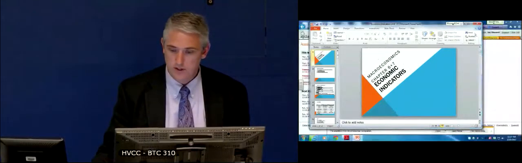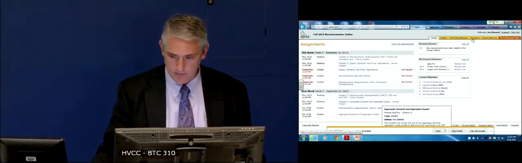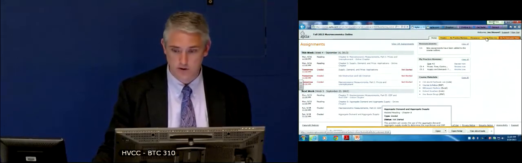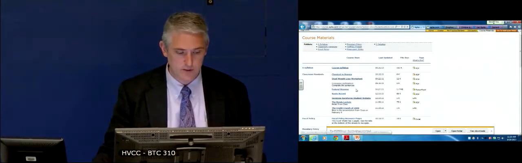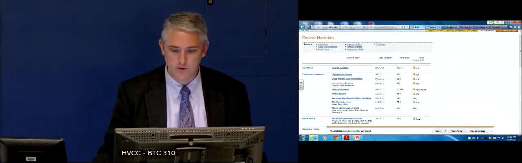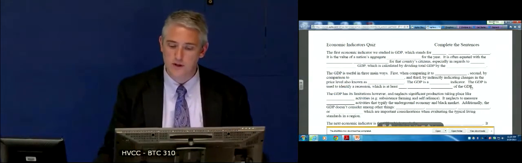What I'd like to do is switch over from this to Aplia. If you go to Aplia, in the upper right-hand corner, one of the tabs is Course Materials. Click on Course Materials and move on down, and you'll find under Classroom Handouts something that I've referred to as Economic Indicators. When you click on Economic Indicators, you're going to come to this PDF. Print it up and follow along as we read.